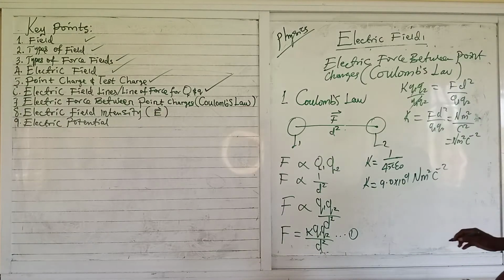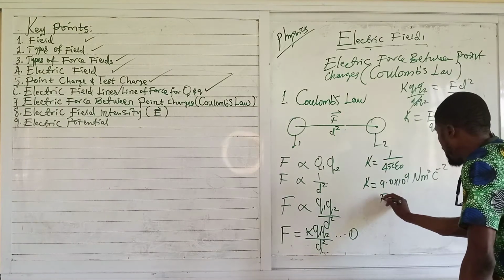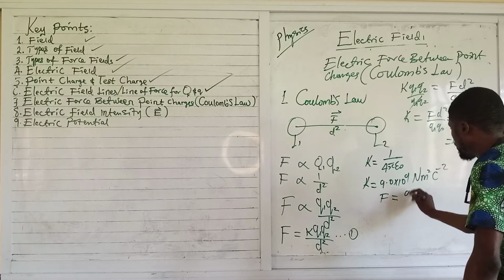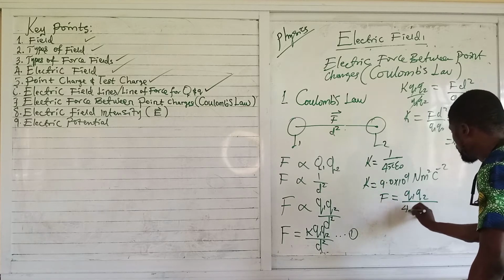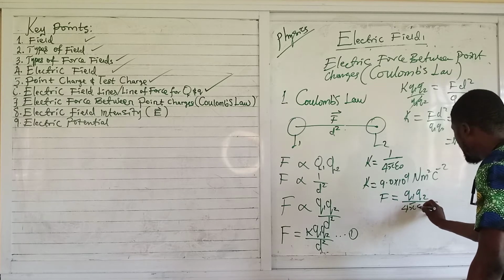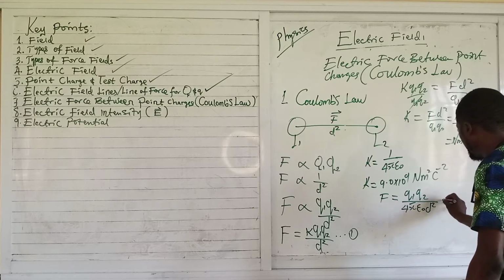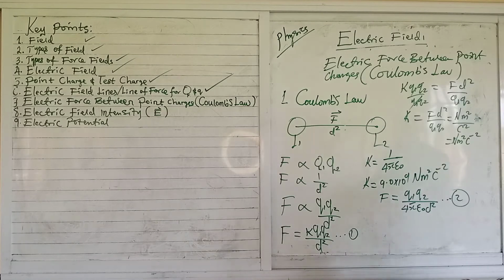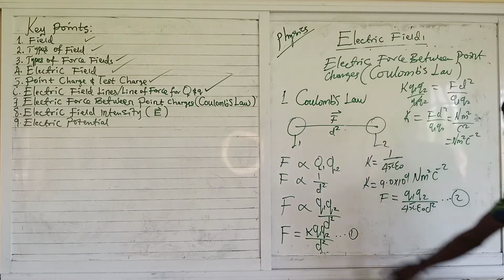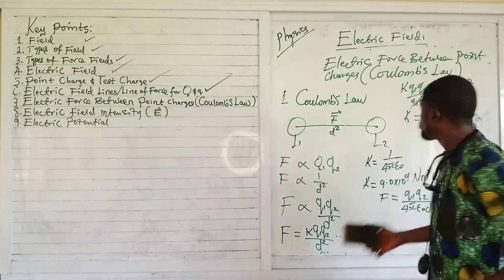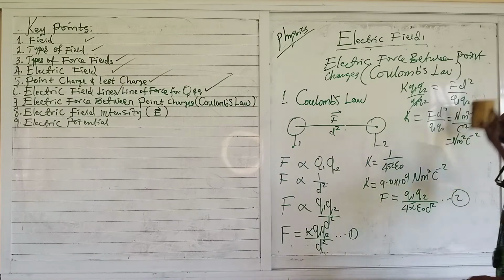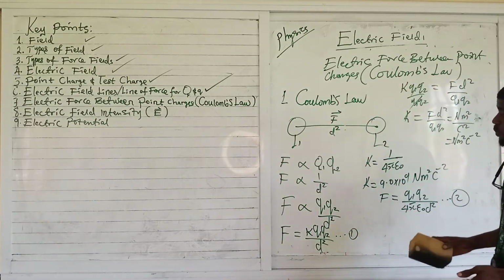Or you may choose to write this equation this way: F is equal to Q1 Q2 divided by 4 pi epsilon naught D squared. Equation number 2. You can choose to write this equation like this or like this. I believe this is well understood. So this is Coulomb's law.